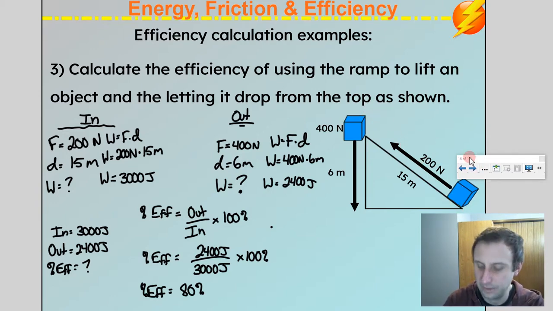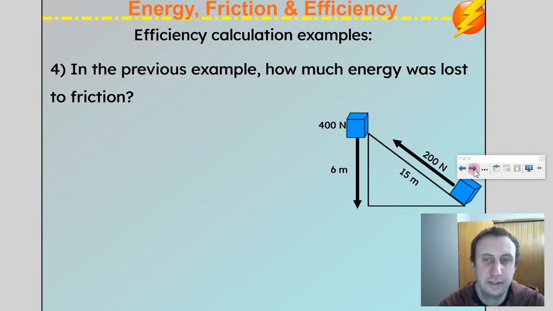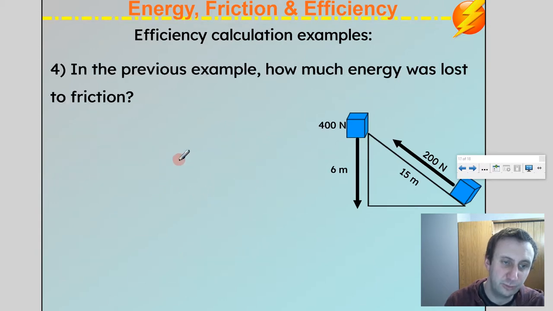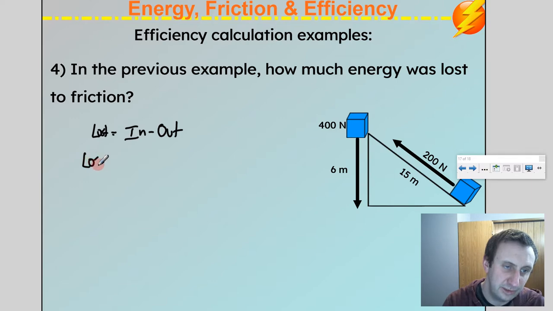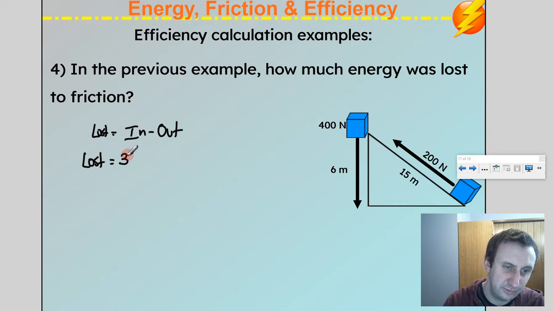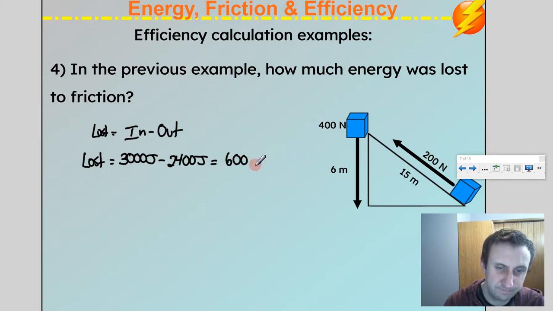All right, moving forward. In the previous example, how much energy was lost to friction? Well, we're just going to take a look at the previous example and the work we did. Our output was 2,400, our input was 3,000. So energy lost will just be equal to input minus output, right? Just the difference between. So lost energy is just going to be equal to my 3,000 joules minus 2,400 joules. It's just 600 joules.